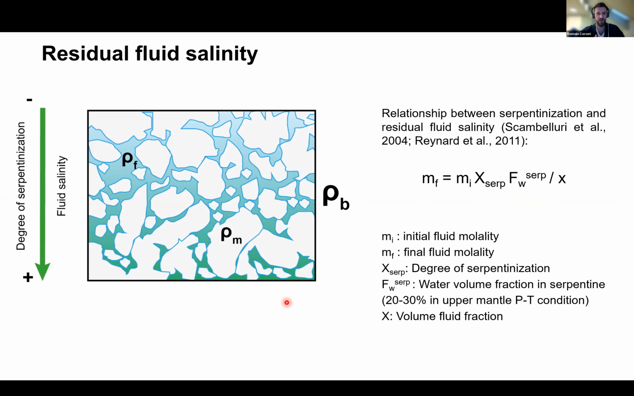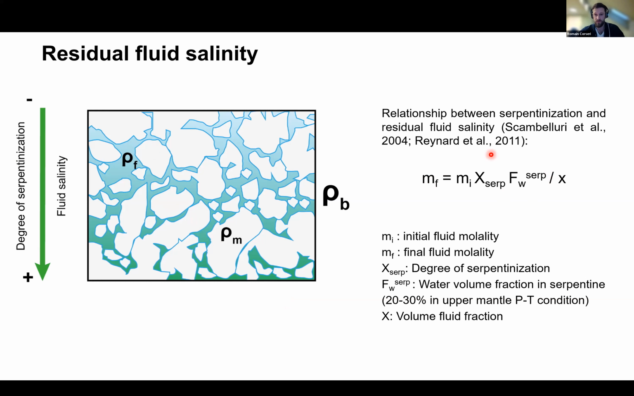That's what's reflected in this graph. Here I'm trying to illustrate the change of salinity of the fluid in the pore space. As you increase salinity, it means that you increase the degree of serpentinization of the crust, for example, in this formula extracted from the Reynard model and references therein.